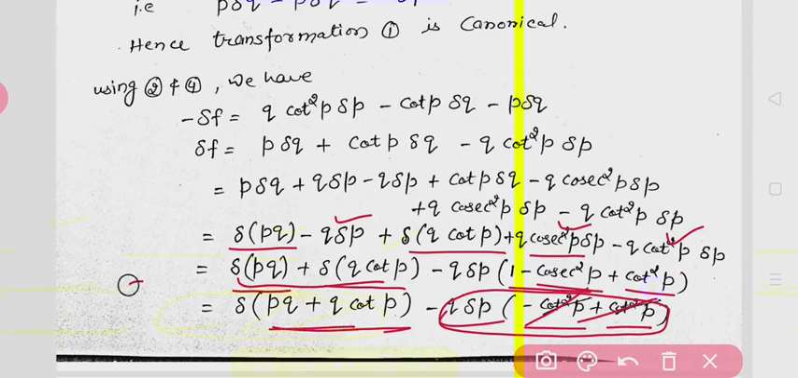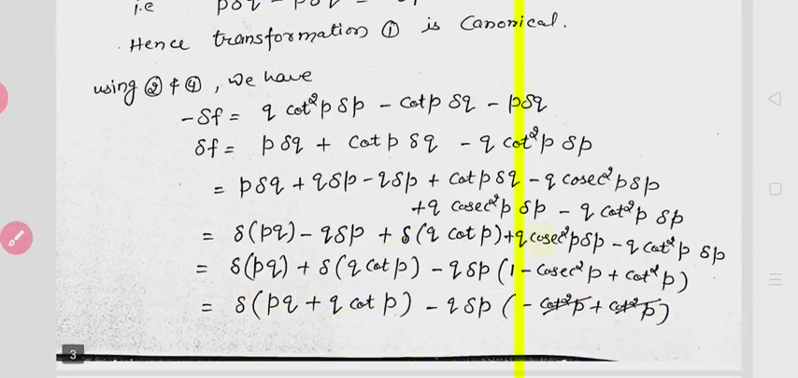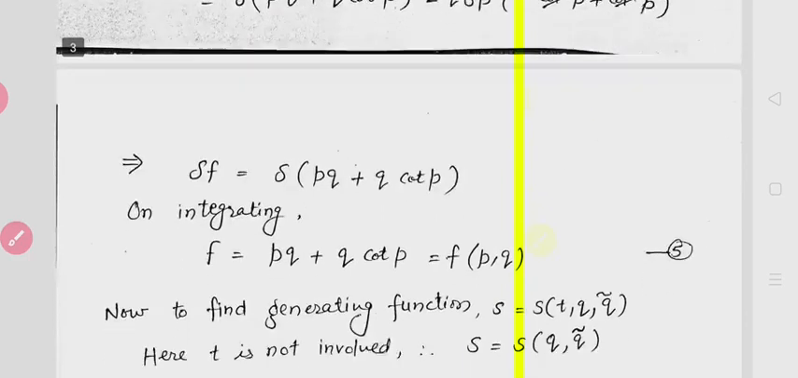So that means we got delta of F equal to delta of pq plus q cot p, and you can say that the function we got is pq plus q cot p. That means F is a function of p and q, which will be pq plus q cot p.